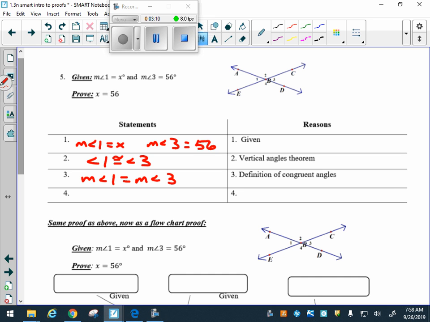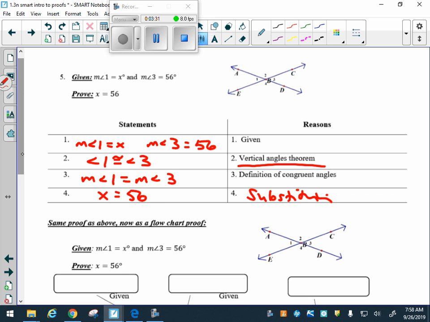Sorry, did I say the wrong thing before? This was vertical angles theorem. This one's definition of congruent. Then we're going to basically go straight to x is 56. What's the reason? Substitution. Which is why we had to go from congruence to equals, because we can't substitute until we have things in an equation.